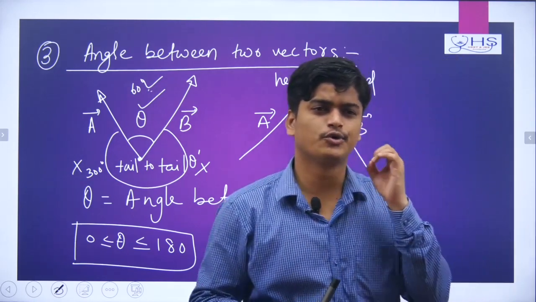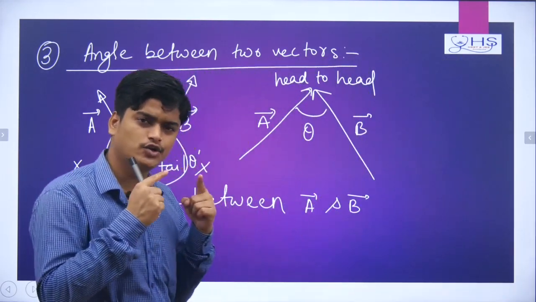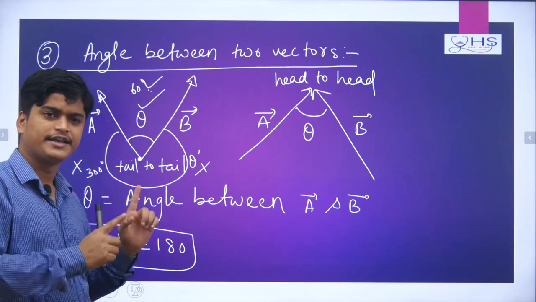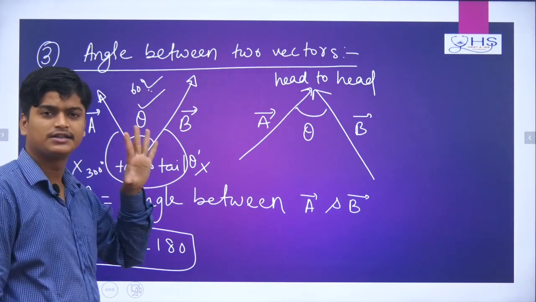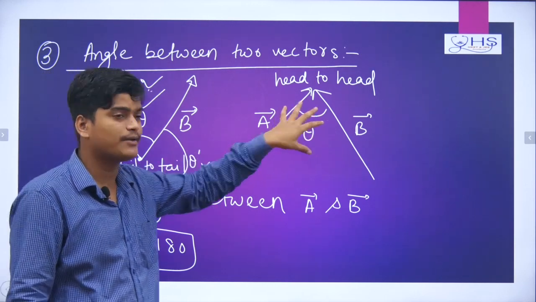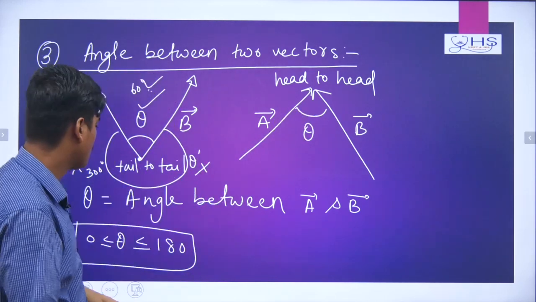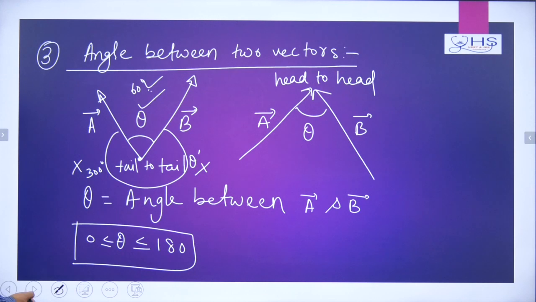You need to search: two vectors are either joined head to head or tail to tail. If they join like that, then see which is the minimum angle between them, and that minimum angle you take. This is theta, basically the angle between two vectors. Okay. Now come to the next question.